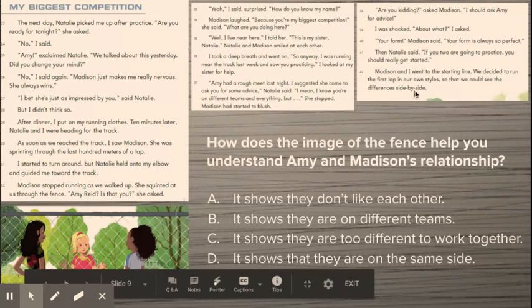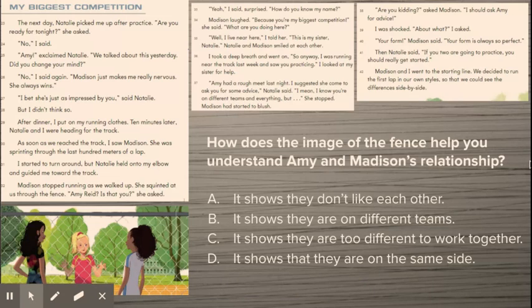All right, so as we are looking at this question, how does the image of the fence help you understand Madison and Amy's relationship? So we have a couple choices. A, it shows that they don't like each other. B, it shows that they are on different teams. C, it shows that they are too different to work together. Or D, it shows that they are on the same side.